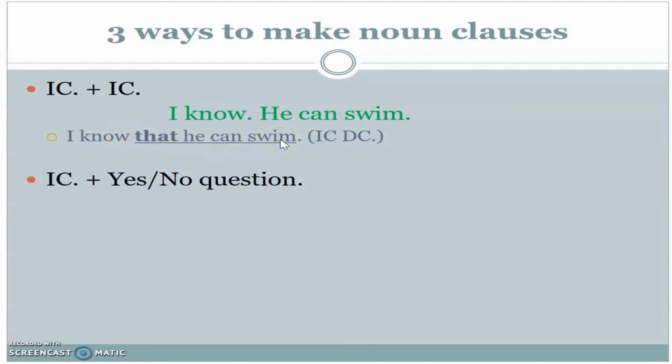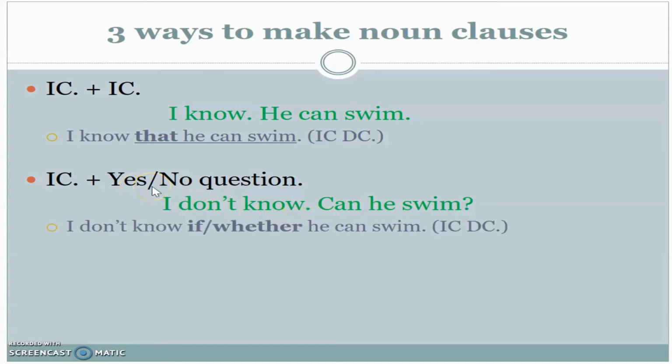The second way to make a noun clause is, again, when you have one independent clause and a yes or no question. For example, I don't know, and the yes or no question is, can he swim? The reason we call it a yes or no question is because the answer will be yes, he can, or no, he cannot. So when we're working with a yes or no question, your subordinator will be if or whether. I don't know if he can swim or whether he can swim.